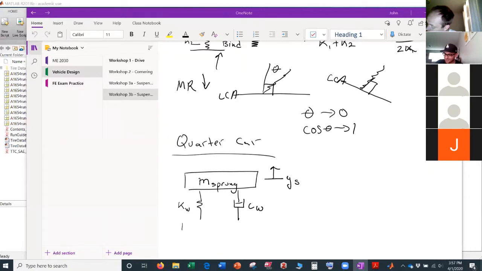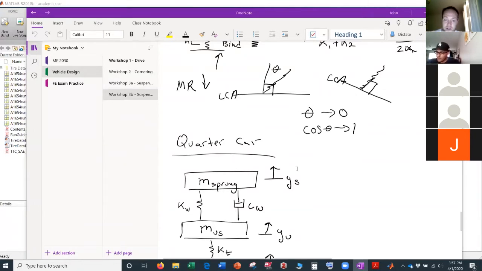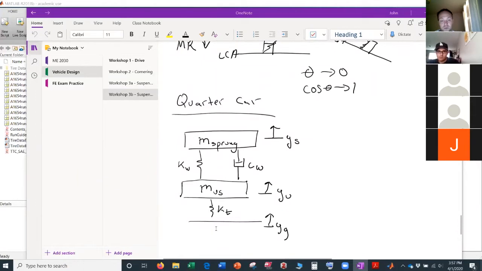You can write your own little solver if you want. We have mass unsprung, then we have k of our tire, we have y unsprung, and then our ground might move. We have y, that's a y of the ground. All right, so how do you derive any equations of motion?